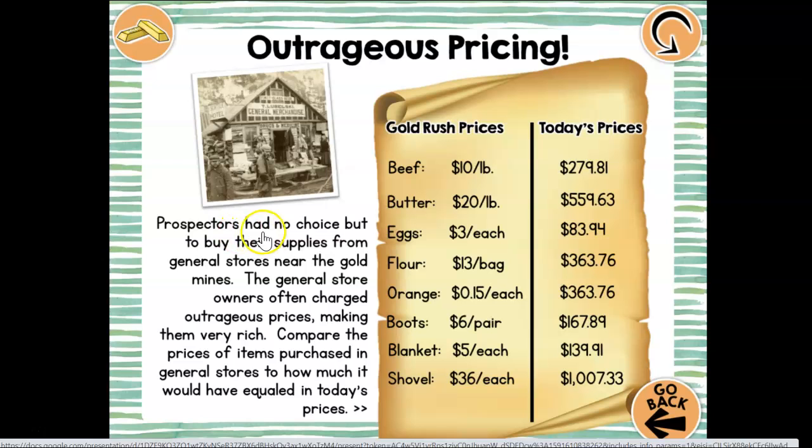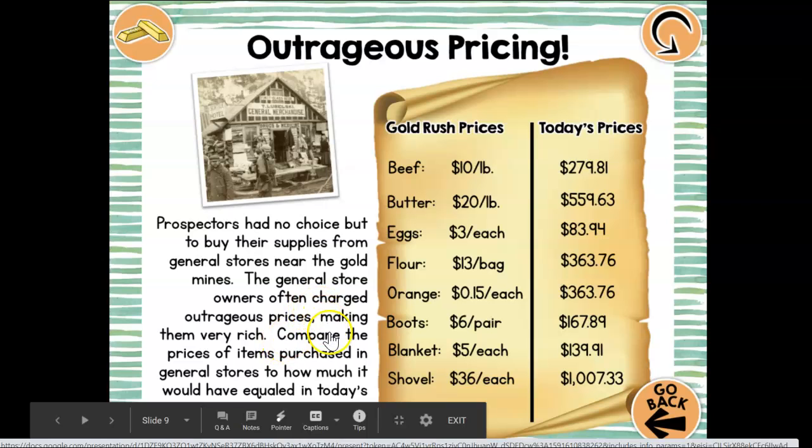Let's see. Prospectors had no choice but to buy their supplies from the general stores near the gold mines. The general store owners often charged outrageous prices, making them very rich. Compare the prices of the items purchased in the general stores to how much it would have equaled in today's prices.